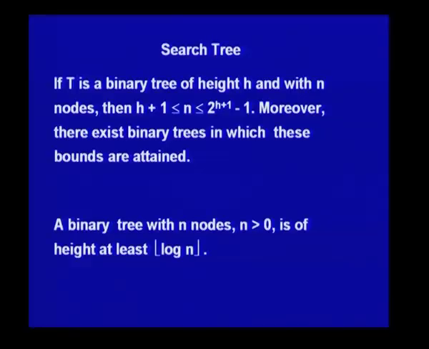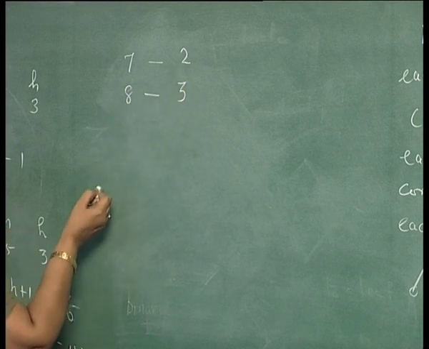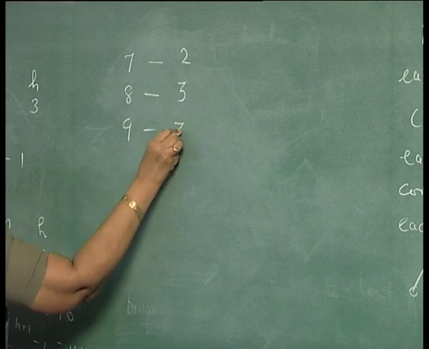So, we have this result, and the next one is a binary tree with n nodes. The height is at least log n, that you can very easily see. Say for 7 nodes you can have a height 2 tree. For 8 nodes the minimum will be 3. For 9 nodes the minimum has to be 3.